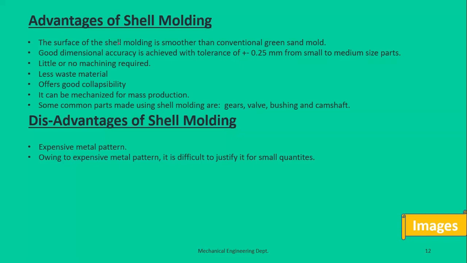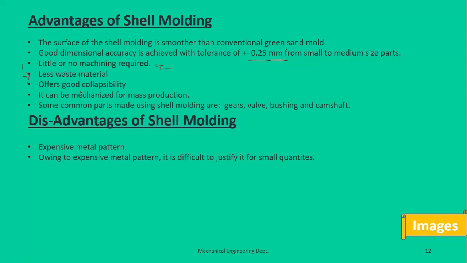Second, because of this smoother surface, we have good dimensional accuracy, and we can have tolerance as low as 0.25 millimeters for small to medium parts. And because of this good dimensional accuracy, there's little or no requirement of machining after the casting process. And as we don't require any machining, there's no waste material as well, because once you perform machining, we are removing some extra material and it is removed as waste.